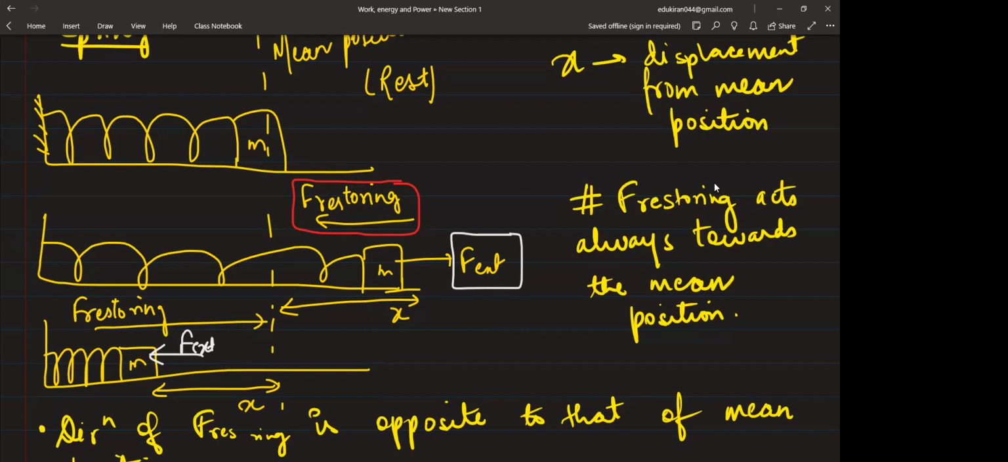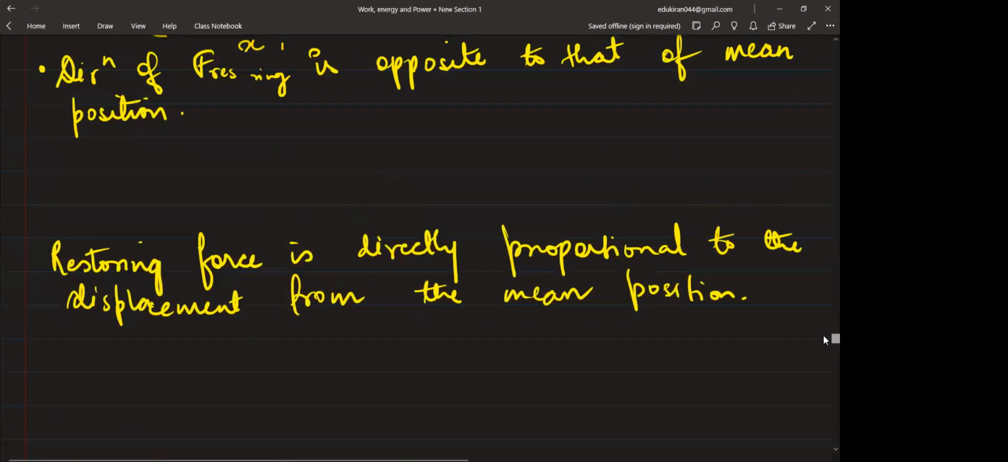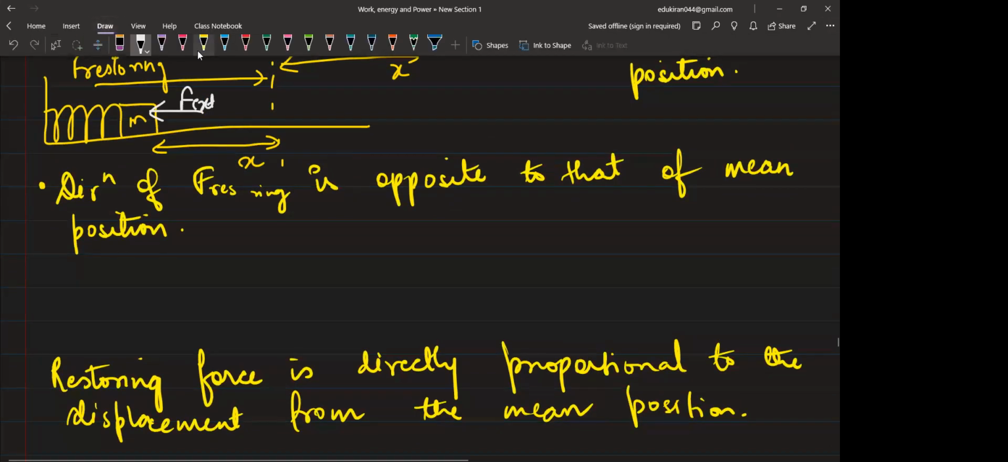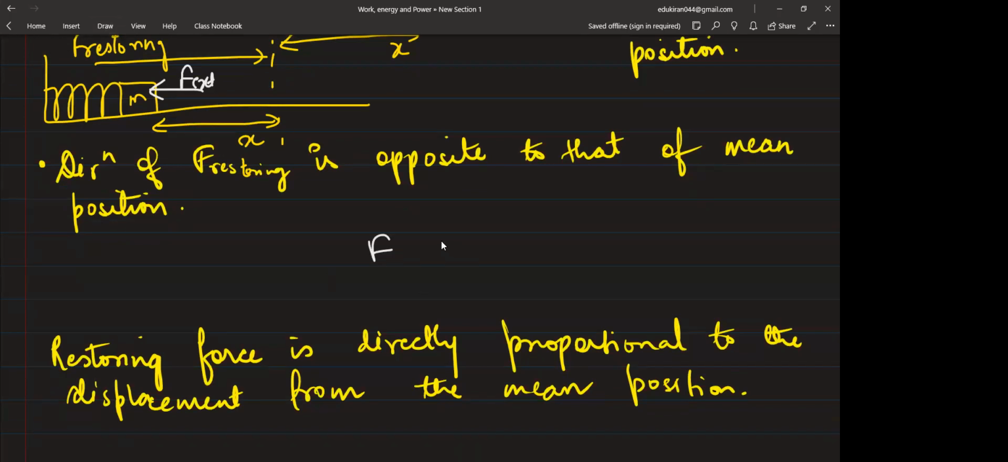So all these I have told you. x is the displacement from the mean position. F, the restoring force, acts always towards the mean position. These are the two important things. Now see, the direction of the restoring force is opposite to the displacement from the mean position, right? Basically we say that the restoring force acts in the opposite direction so that it can restore it. Restoring. So force is, firstly, directly proportional to minus of x.